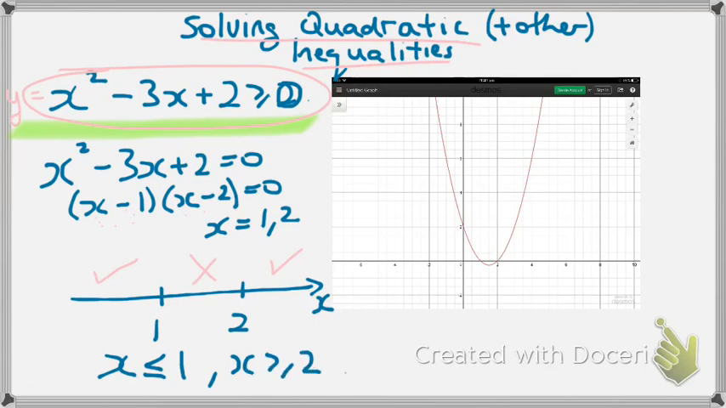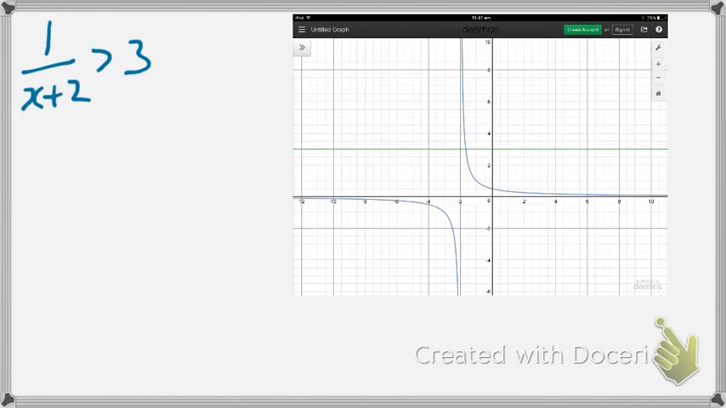Okay, well, let me show you another example. Again, prepare for some technical wizardry. So we're trying to solve 1 on x plus 2 is bigger than 3. It's the same idea. You essentially imagine that they are y equals for both of them. And then you say, well, when is 1 on x plus 2 bigger than 3?